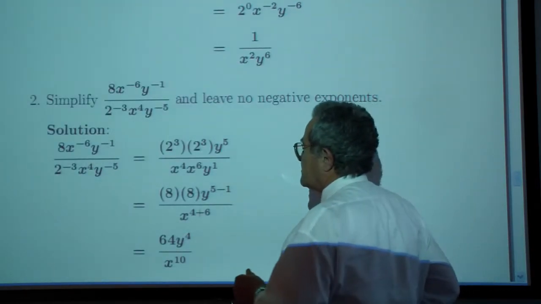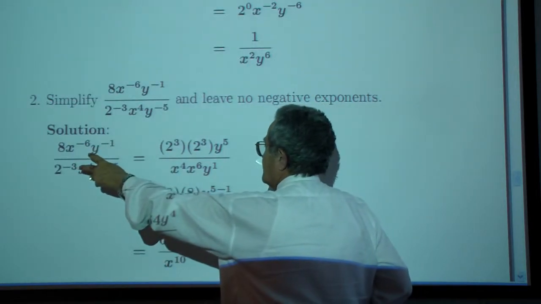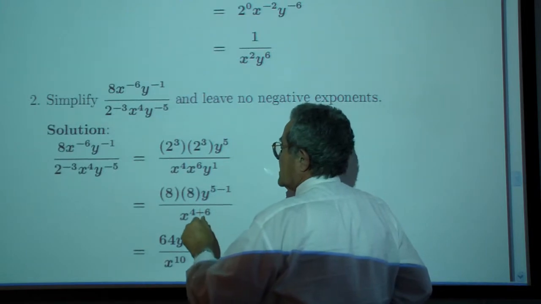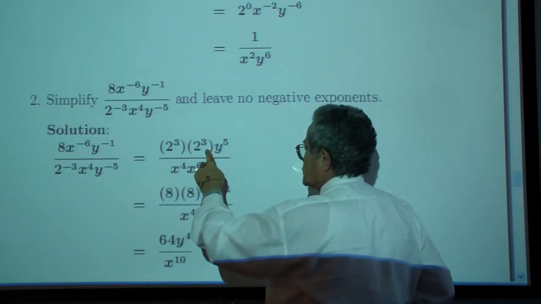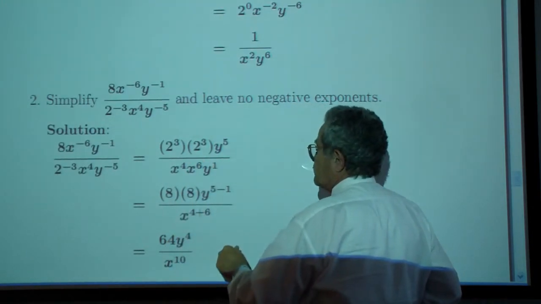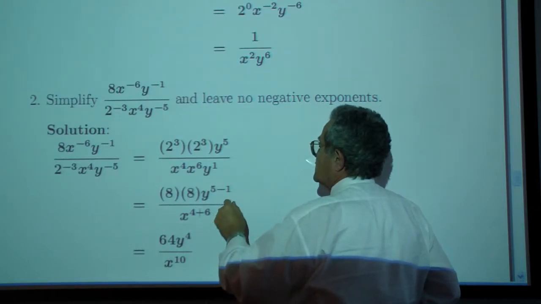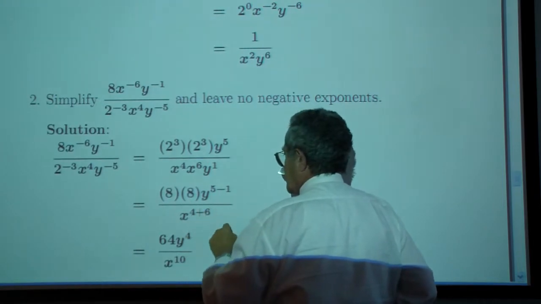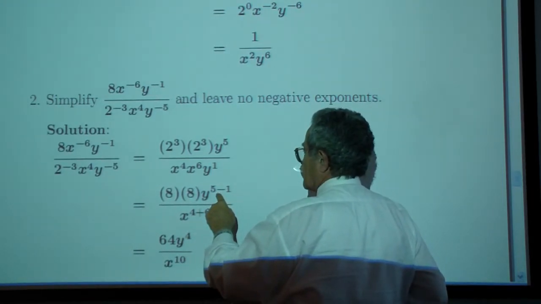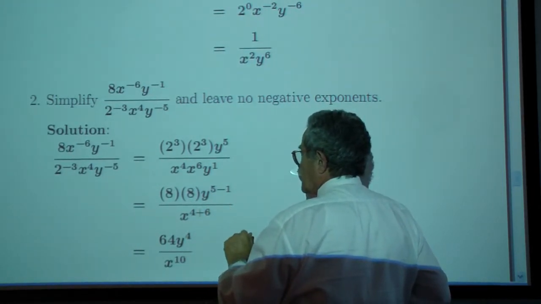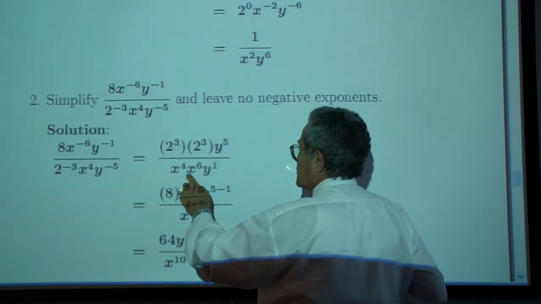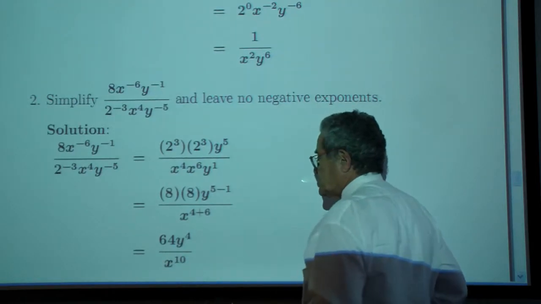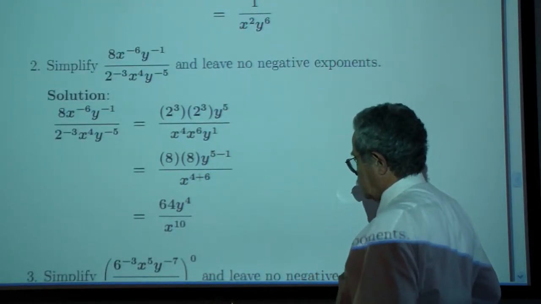Okay. In the next example, I got rid of all the negative exponents. Then I had 2 to the 3, which was 8. 8 times 8 is 64. Y to the negative 1 plus 5, so y to the 4 in the numerator. And x to the 4 times x to the 6 in the denominator is x to the 10 in the denominator.